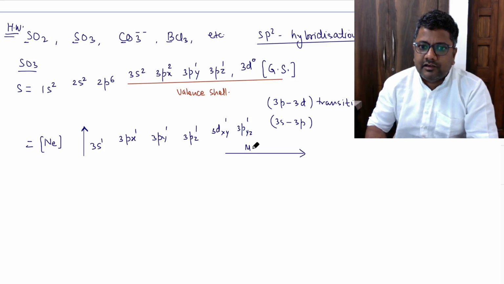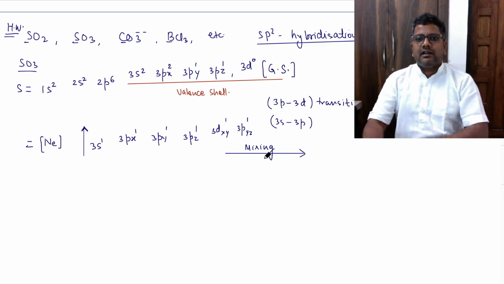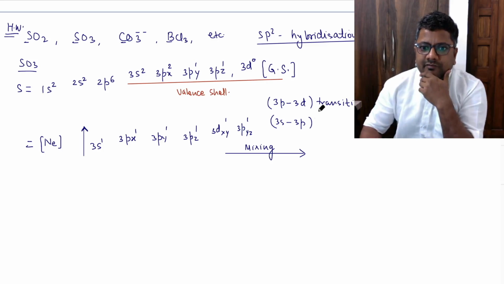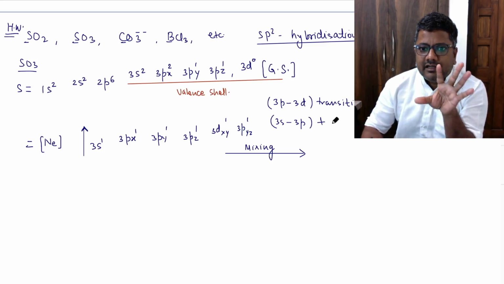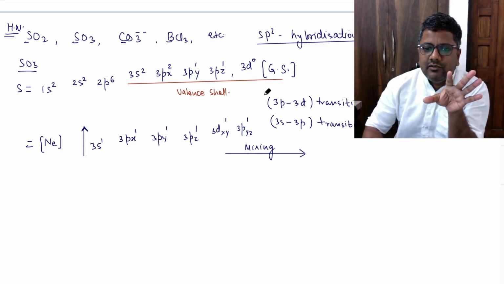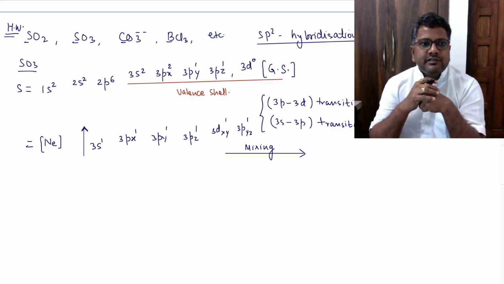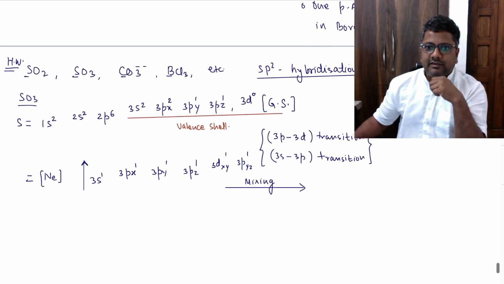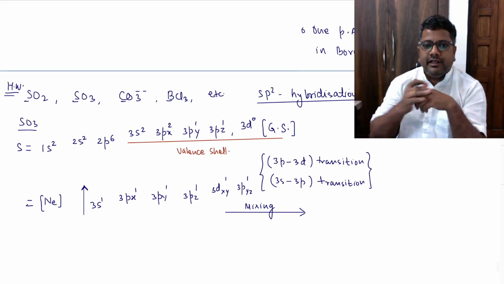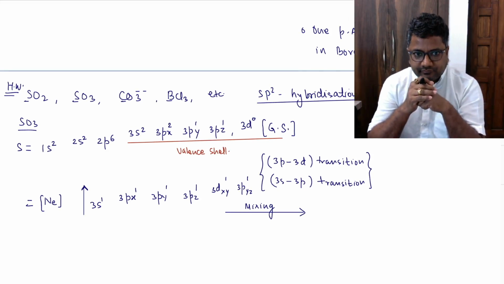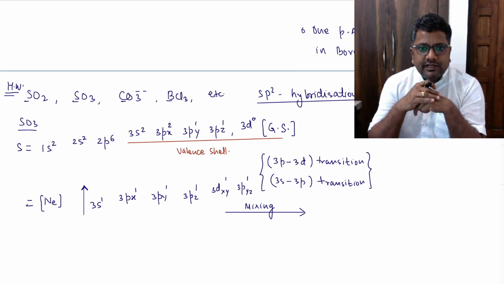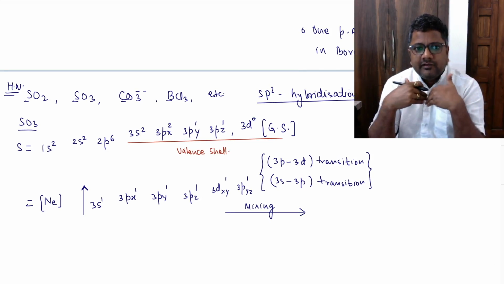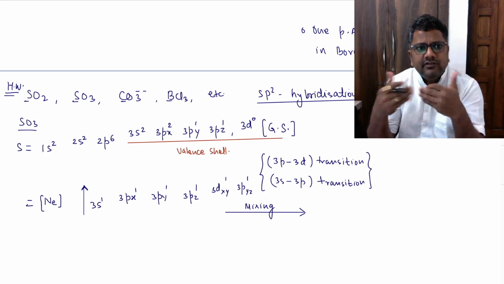Mixing of atomic orbitals. Until or unless you are able to identify what configuration is there in the molecule, you cannot explain the hybridization and the bonding in any molecule. So in sulfur trioxide, initially I am giving you, okay, this sulfur trioxide is sp2, then you have to make.